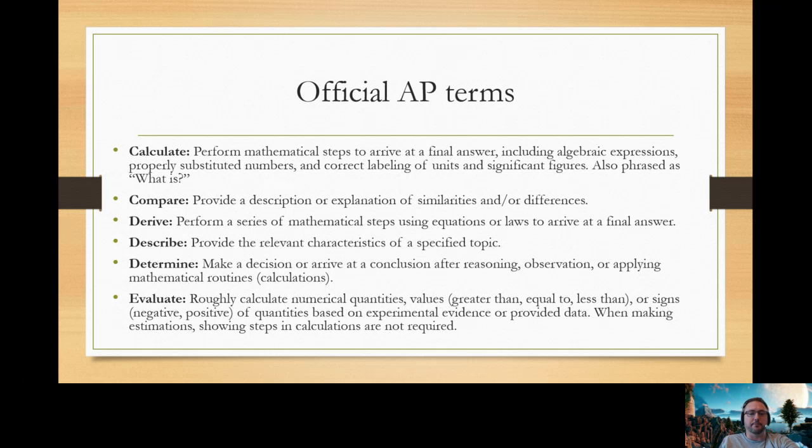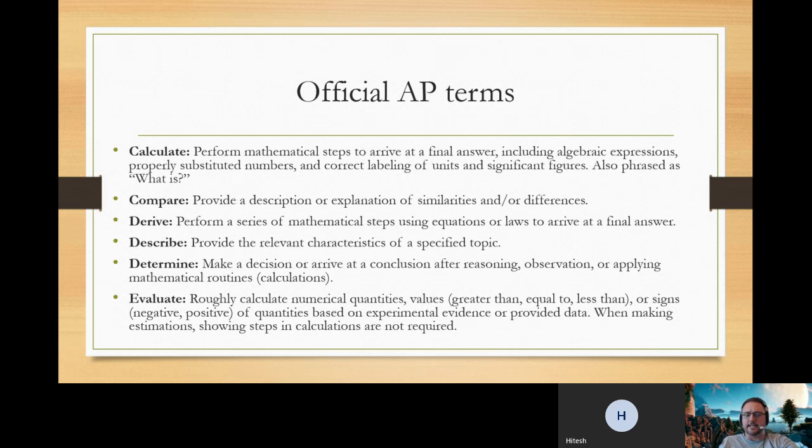There's also describe: provide the relevant characteristics of a specific topic. So that's important to understand. We've got determine: make a decision or arrive at a conclusion after reasoning, observations, or applying mathematical routines. Evaluate, which means roughly calculate numerical quantities. That's important to understand, roughly calculate. If you go back to one of those videos, they talked about being able to substitute basically ones or zeros in for constants. That's important to understand that you can do that.